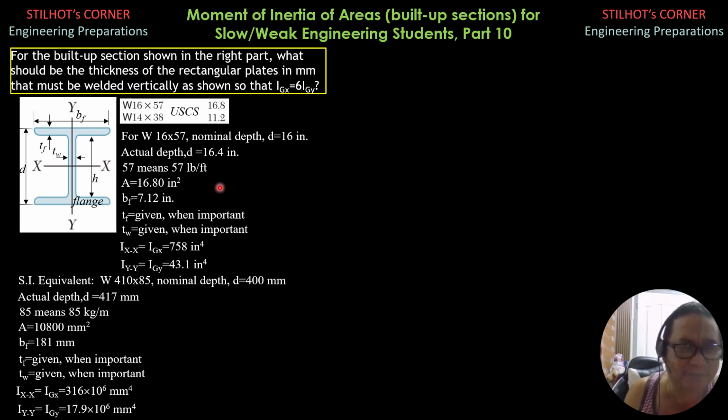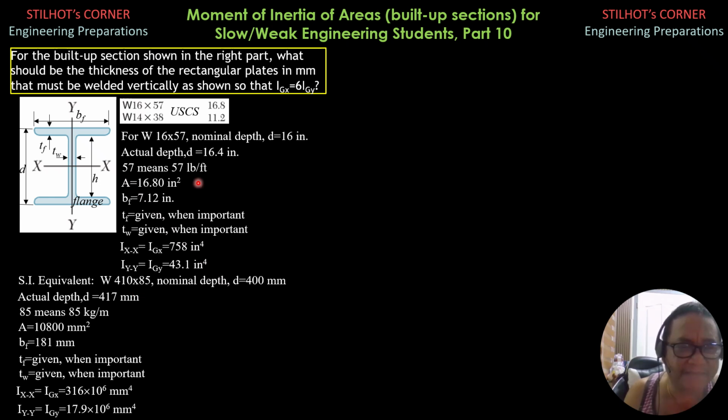So 7.86 times 62.4 times 16.8 divided by 12 squared, you will get 57 point something. That's why this is 57 pounds per foot. So in SI equivalent, it is 410 by 85 because 16 times 25.4 is around 400 something. But this is rounded off to a whole number, 410. So I hope you know that.